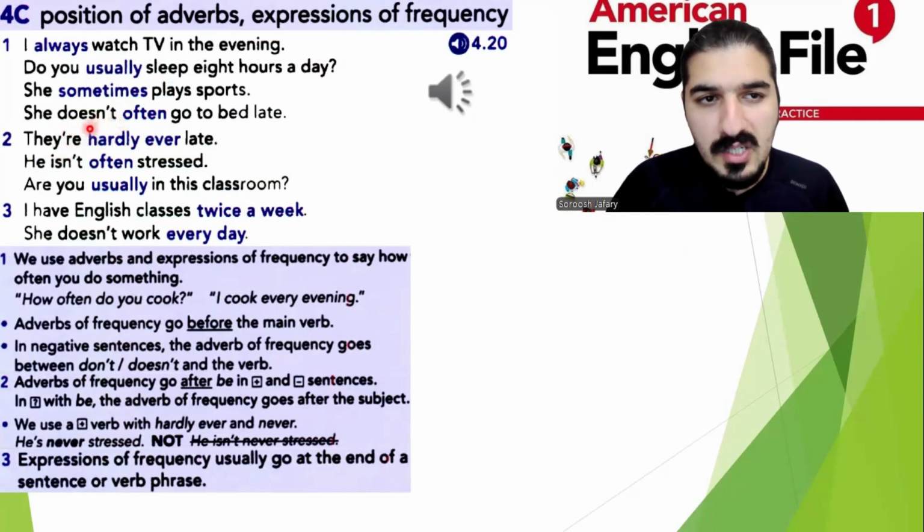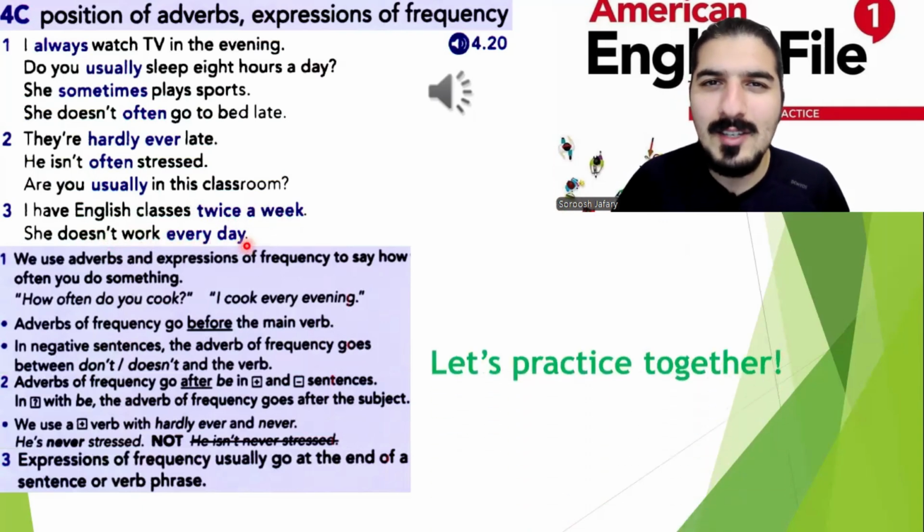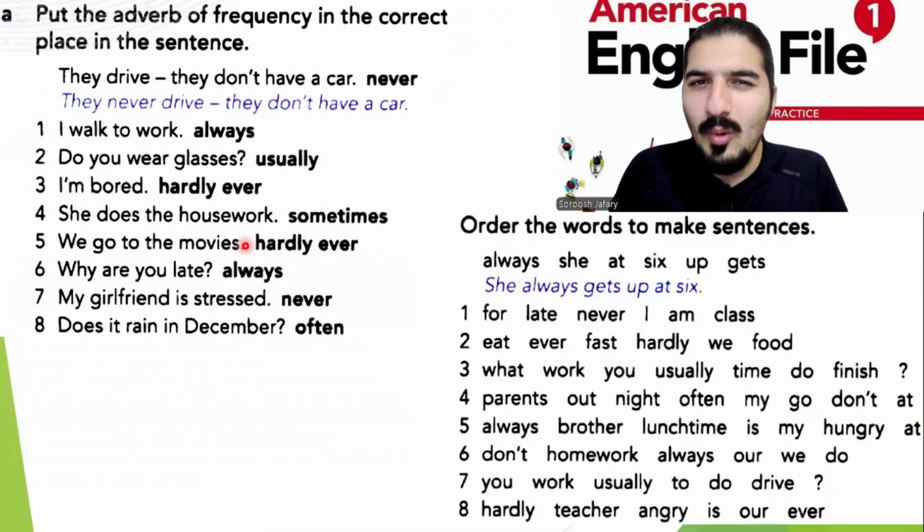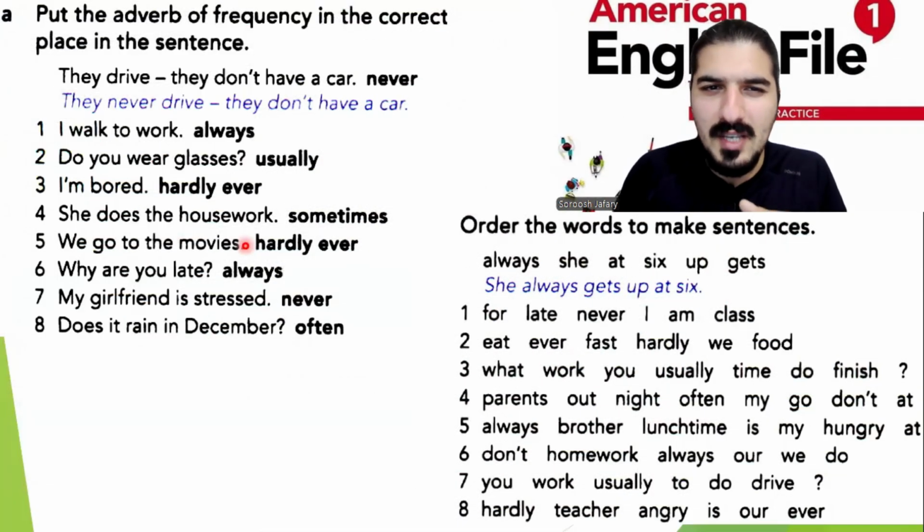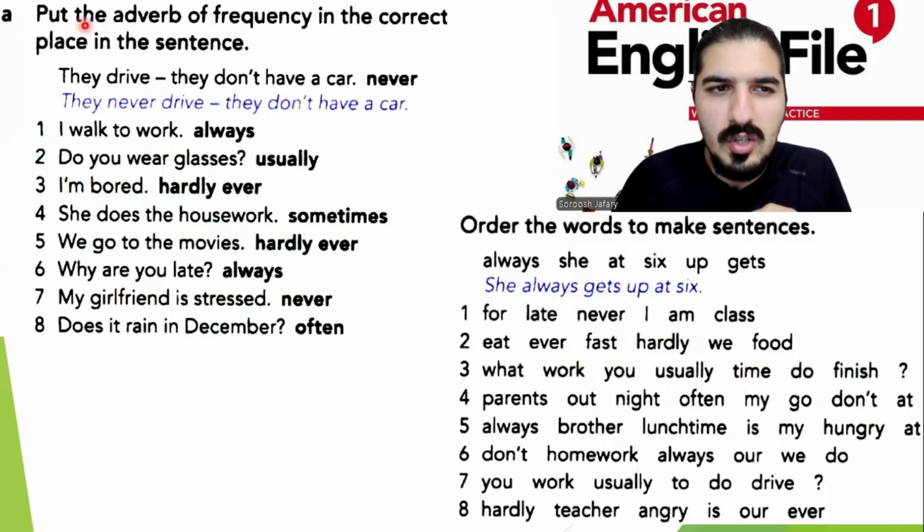Now, expressions of frequency usually go at the end of the sentence. For example, twice a week. She doesn't work every day. As easy as that. We talked about it, we reviewed it. Now let's practice together. As always, we have two sets of exercises. In the first one, you need to put the adverb of frequency in the correct place in the sentence.